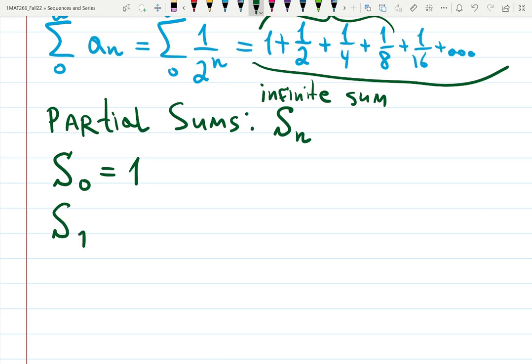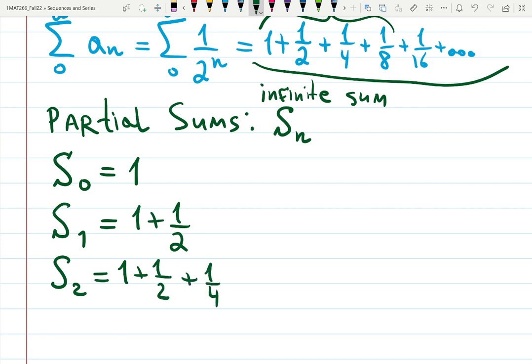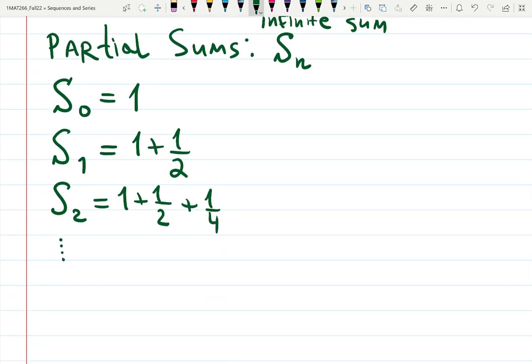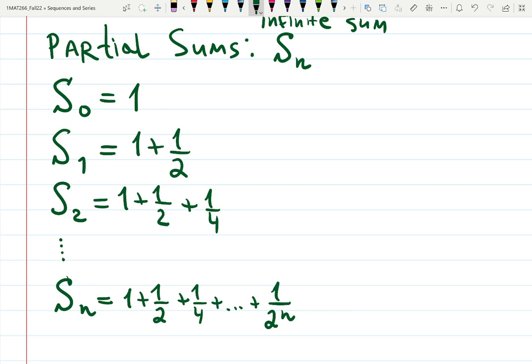How about we add one term? 1 plus 1/2. You see, S sub 1 is the first sum. S sub 2 is 1 plus 1/2 plus 1/4. And as you can guess, keep going like so. S sub n will be 1 plus 1/2 plus 1/4 plus keep going plus 1 over 2 to the n. That is the notation for the partial sums. The finite, nice notation for this n's sum can look like so.